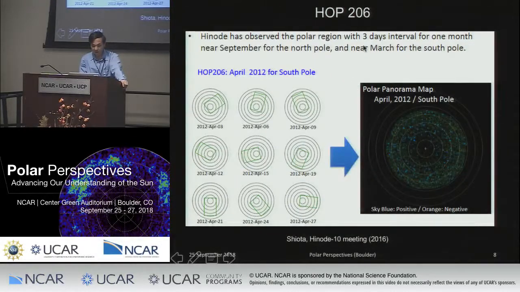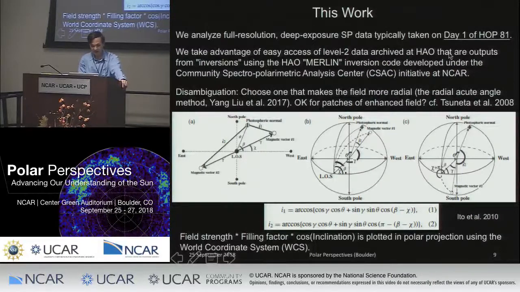And I said HOP206 is to do a panoramic view. Is that the right pronunciation? Anyway, to cover the whole longitude by observing every 3 days or so for 1 week, 2 weeks. But here, I just use Day 1 of HOP81, the full resolution, deep exposure, and 16 of those maps, 8 each for the North and South Pole after the SDO launch.